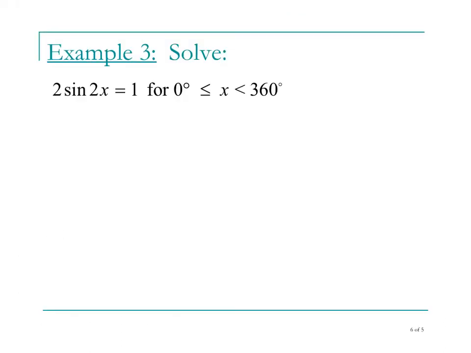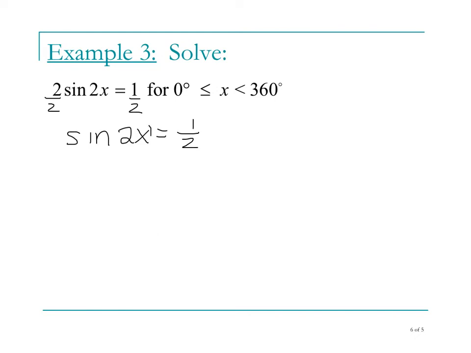When you're looking at example 3, you're probably looking at this 2x thinking I need to expand that. But if I expanded it into the 2 sine x cosine x, I'll have a sine and a cosine. I don't want to do that because if sine is the only one that you see, I can just go right ahead and divide by this 2. And now I have the sine of 2x is equal to 1/2.